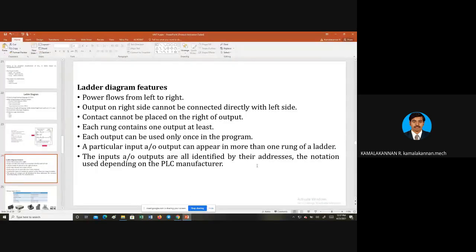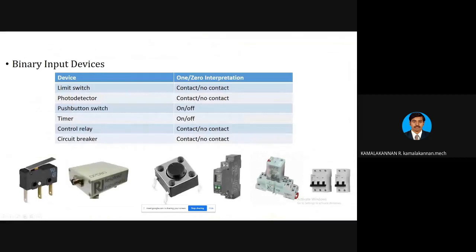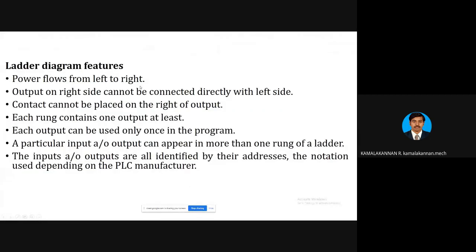We will continue. The power flows from left to right. The output on the right side cannot be connected directly with the left side. A contact cannot be placed on the right of the output. Yes, your contact cannot be placed on the right of the output. This rule is similar to your previous one. If a contact cannot be directly connected with the output, it has some logic.